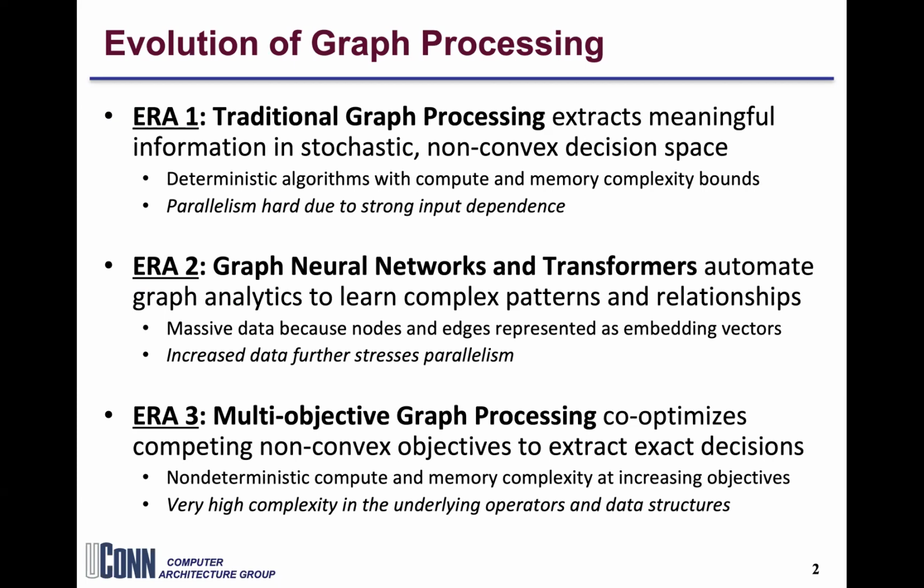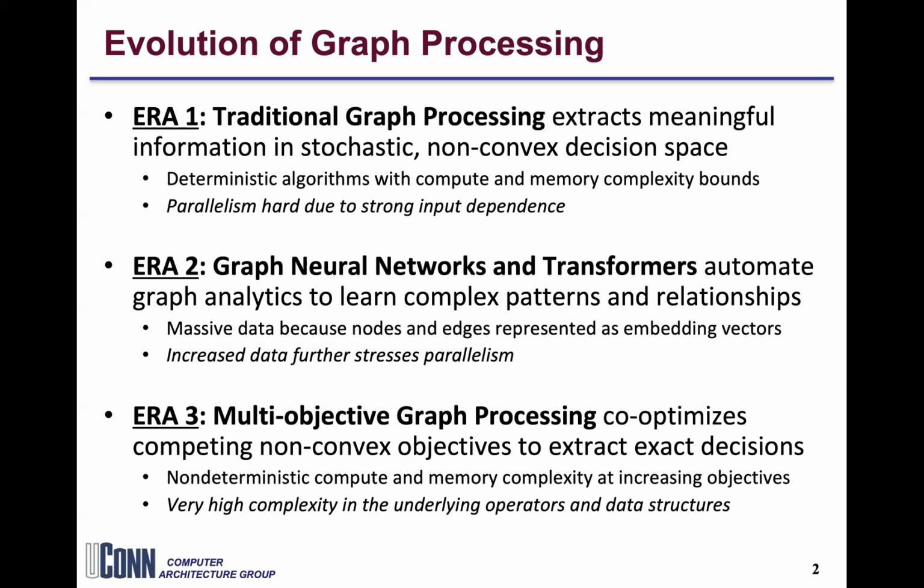In the second era, which we have been in for the last 10 years and spent a lot of time on, is the integration of graphs with neural networks and graph transformer networks. The idea here has been to automate these graph analytics, learn patterns in relationships, and make decisions out of that. The main challenge has been this massive growth of data, because not only is there a graph, there is a neural network integrating within the graph. That further stresses parallelism. And the third era, which I see coming up in the future, is this multi-objective graph processing era, which I will talk a bit about what we are trying to do there.